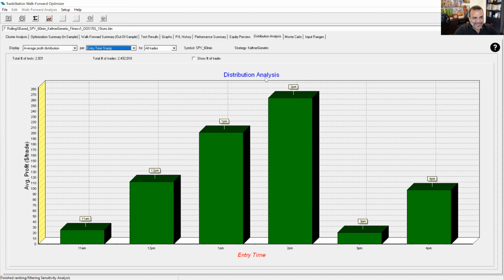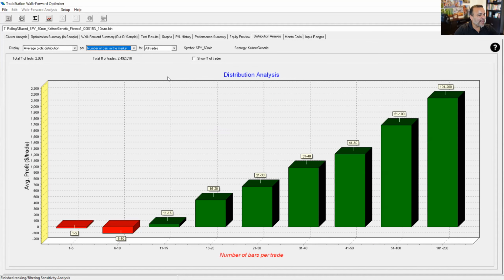Does it make sense to have maybe a time condition in the strategies that says, hey, wait until 2 p.m. to trade? I don't know, maybe, but this is just interesting data. All right, and this is for all trades, and you can do all sorts of graphs here.